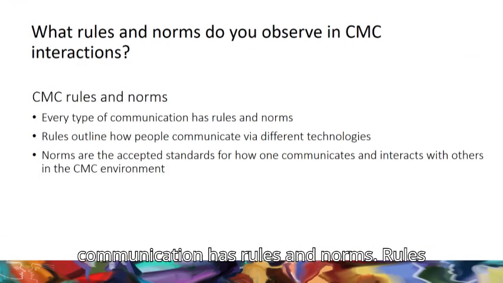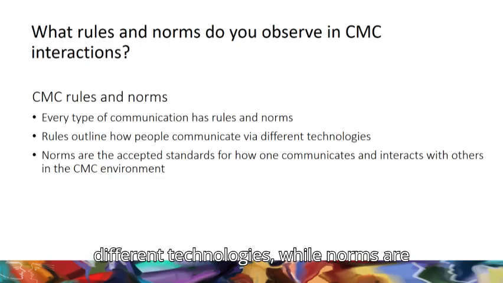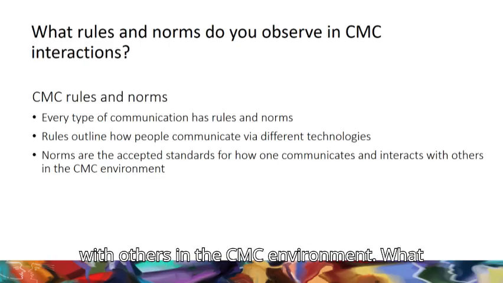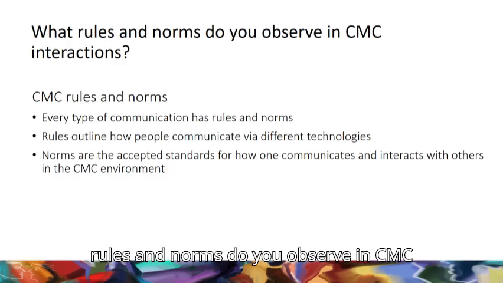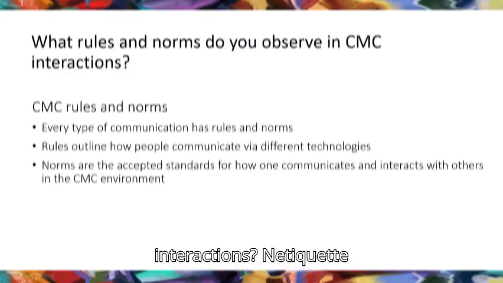Every type of communication has rules and norms. Rules outline how people communicate via different technologies, while norms are the accepted standards for interacting with others in the CMC environment. What rules and norms do you observe in CMC interactions?